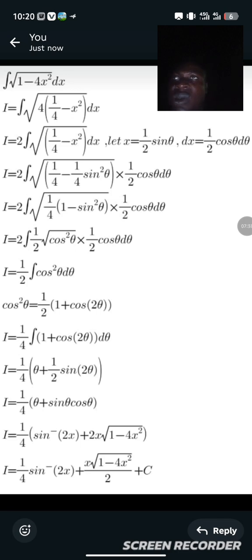Now we can distribute the 1 over 4 such that our final answer will be I equals 1 over 4 sine inverse of 2x plus x root 1 minus 4x squared, all divided by 2, plus the constant value. So that's the solution to that question.